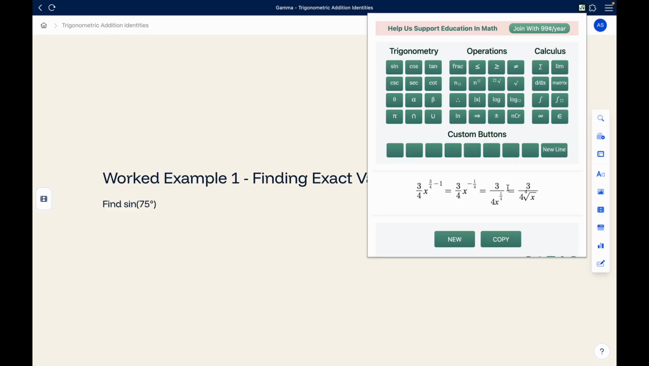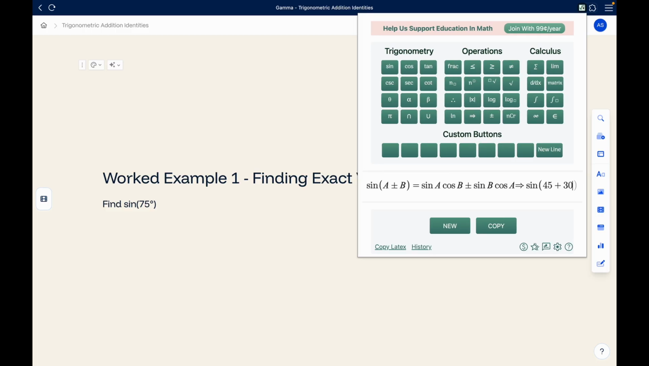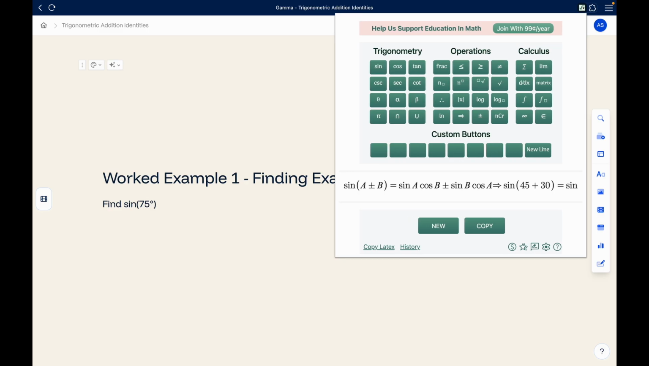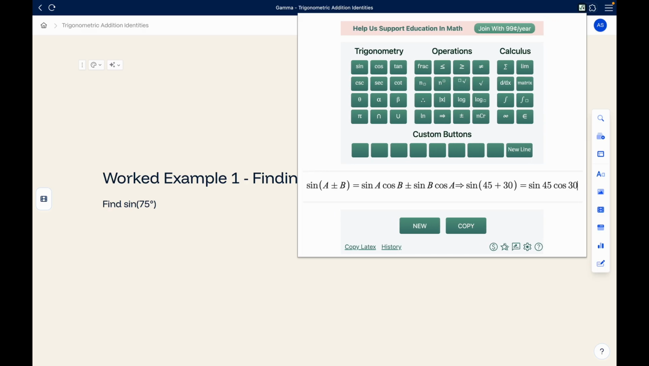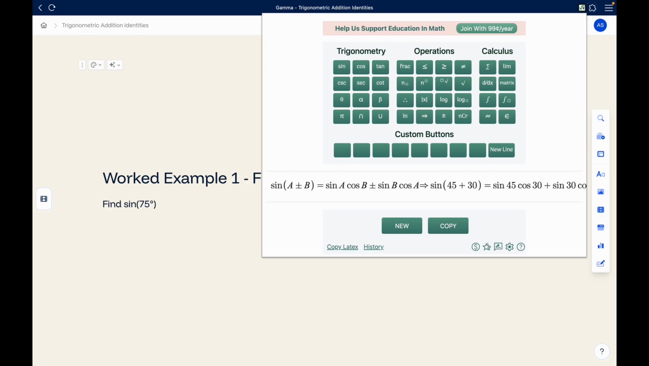The strategy here is that we have sine of A plus B is equal to sine A cosine B plus cosine A sine B. We can split 75 up. A can be 45 degrees and B can be 30 degrees. And since we're adding the two together, it's going to be 45 plus 30. Then this is going to be equal to sine of 45 degrees times cosine of 30 degrees plus sine 30 degrees times cosine of 45 degrees.